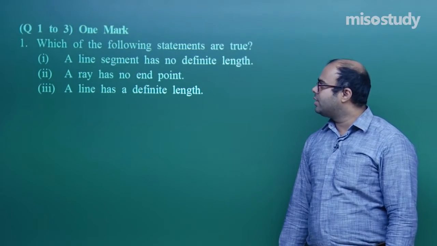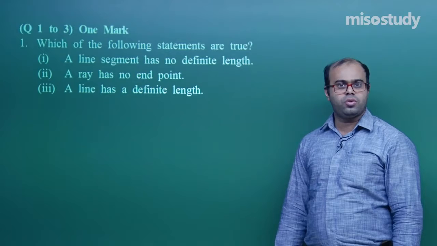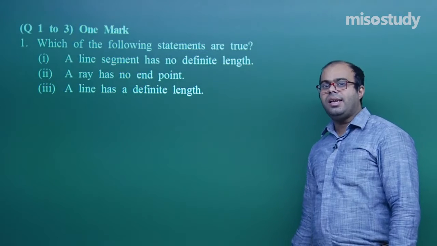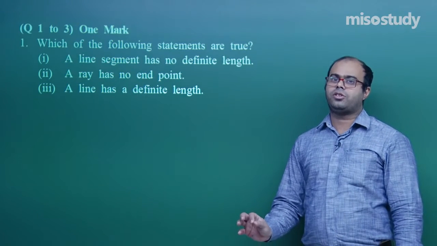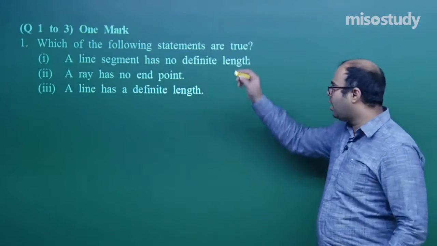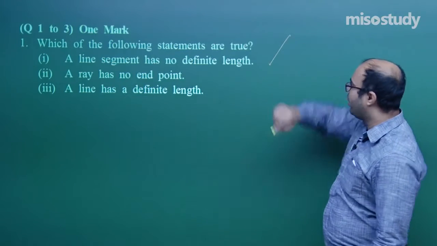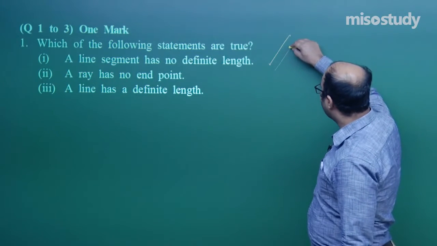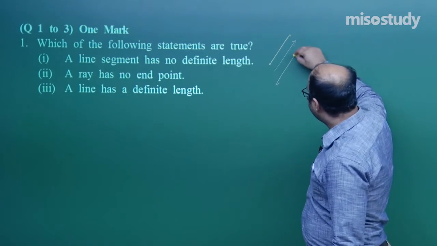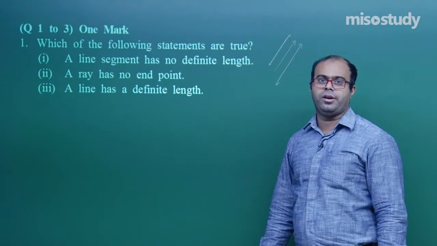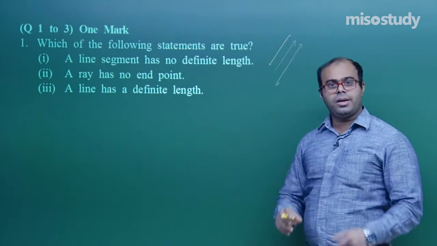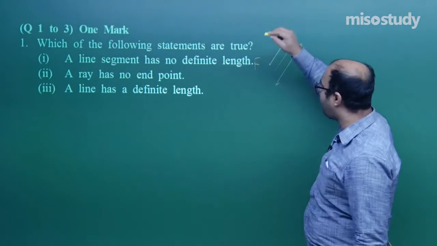The first statement is: a line segment has no definite length. Is this true? No, this is not true, because a line segment has a definite length. A line does not have a definite length, a ray does not have a definite length, but a line segment has a definite length, because a line segment has a starting point and an end point. In case of a ray, it does not have an end point, it has only a starting point. In case of a line, it does not have a starting point, it does not have an end point. So, ray and line do not have definite length, but line segment has definite length. So, we say that this statement is false.